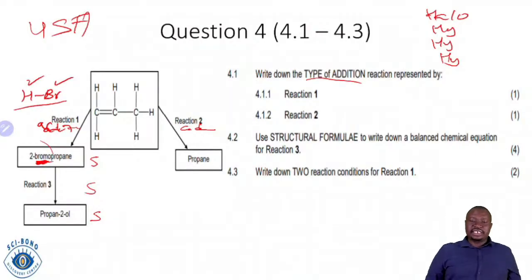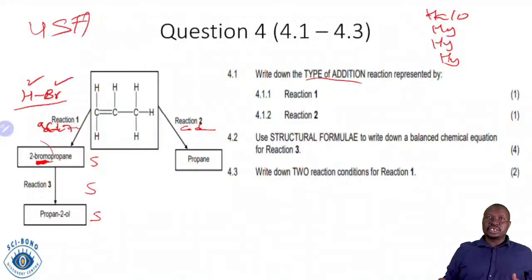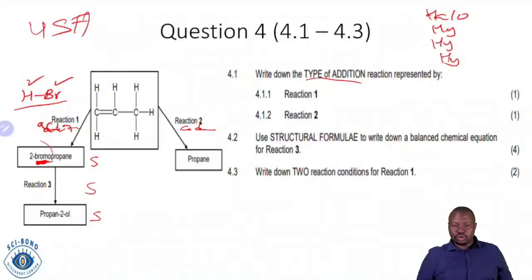Will I be wrong if I say hydrobromination? No, you are still correct. We'll still give you your mark for saying it's hydrobromination. So the type of addition is hydrobromination, or hydrohalogenation. Correct, you are getting your mark.